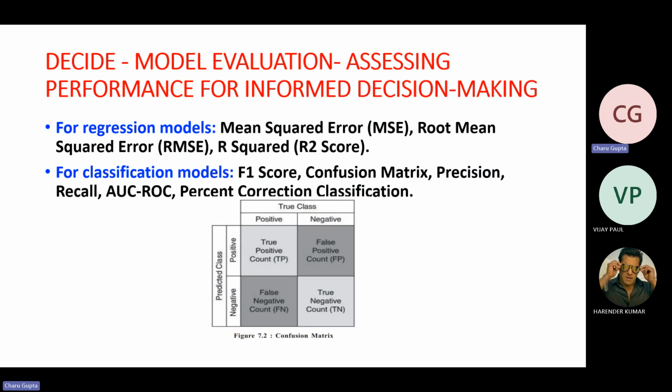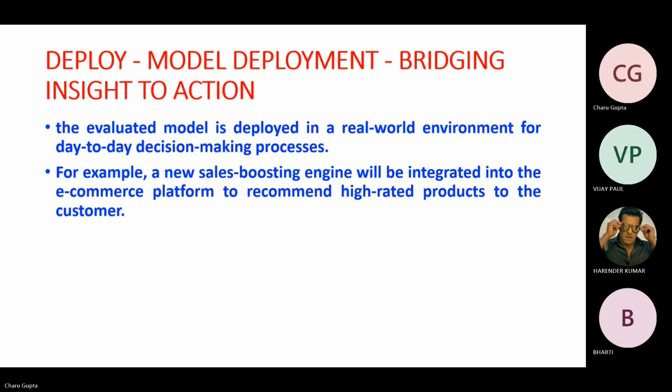Here we evaluate. In regression models, we find out the mean square error and root mean square error. And in classification models, we find out the F1 score. We find out how accurate the predictions are, the accuracy and recall, and this is done through the confusion matrix. In the later part of this class, we will solve a problem using the confusion matrix.